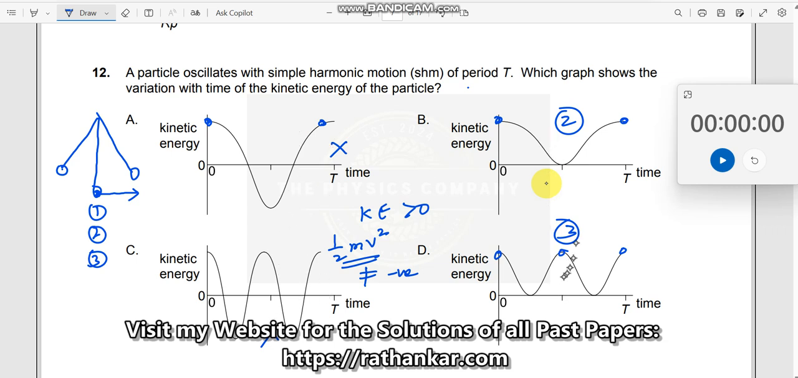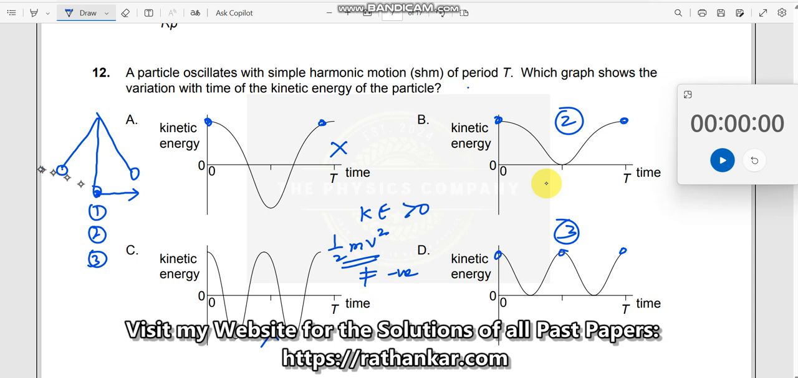Now let us look at these. These two are possible, but here you see. What is one cycle? One cycle starts from here, goes here, and again comes back here. When it starts from here, first time kinetic energy is higher, half mv square, at the mean position it's always highest. After that, when it comes here, velocity becomes 0, so kinetic energy becomes 0. When it comes here, kinetic energy is higher. It comes here, kinetic energy is 0. It comes here, kinetic energy is higher.